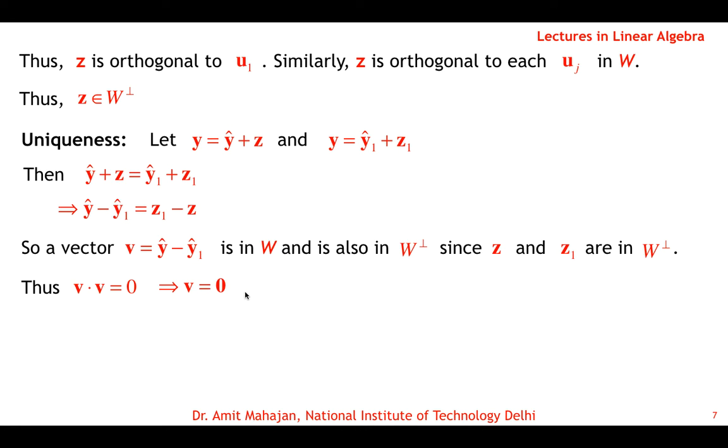And if v is a zero vector, then immediately we have that y minus y1 is 0, meaning y must be equal to y1, and then immediately we have z must be equal to z1. So y cap must be equal to y1 cap, and z must be equal to z1. That means this representation is unique. So this was your theorem.